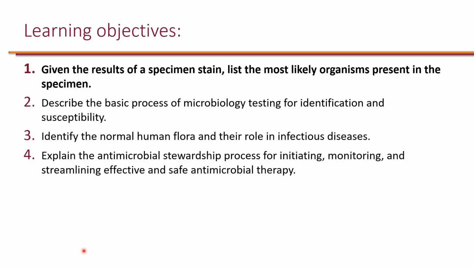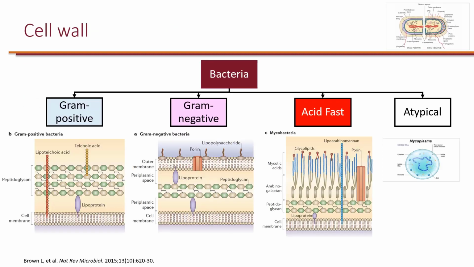Now that we have a good foundation, let's take a look at our first learning objective. Given the results of a specimen stain, list the most likely organisms present in the specimen. And the specimen would be from the site of infection. So this could be blood. If somebody has infection in the blood, referred to as bacteremia, or could be urine or sputum or CSF or other types of specimen. Let's take a look at different types of bacteria.